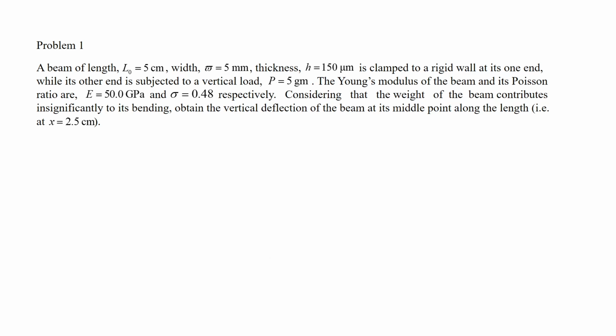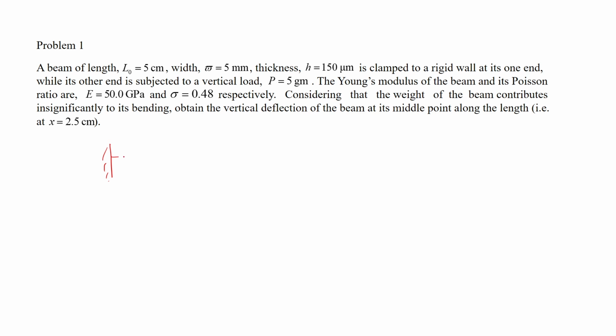Now, let us solve a problem, and that will explain these concepts. A beam of length L0 5 centimeter, width 5 millimeter, thickness 150 micron is clamped to a rigid wall at one end, while its other end is subjected to a vertical load of 5 grams. Consider the Young's modulus and the Poisson ratio of the beam as given, and that the weight of the beam does not contribute significantly.